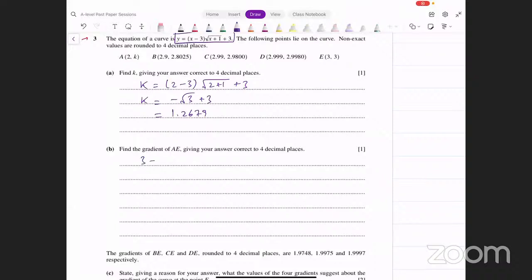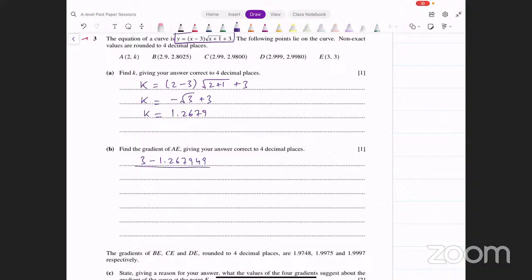We can do 3 minus k. K की value अब क्या है? 1.2679. Or you can use a more exact value if you want. In fact, it's better to use a more accurate value because यहाँ पे answer आपको दोबारा से 4 decimal places तक चाहिए. So you should use a more accurate value from your calculator, जो आपने calculator से निकाला है. So I had 1.267949. So I'm putting all of that here ताकि answer accurate है.